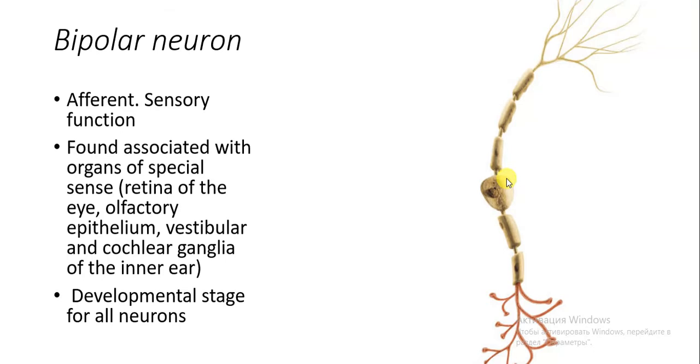And the bipolar neuron. The bipolar neuron is the most ancient type of neuron. Actually, most of the neurons of our body pass through this initial stage of development. It possesses one cell body, one dendrite, and one axon. During development, we can produce more dendrites, much more dendrites, but just one axon remains. It is found in some specialized areas, like in organs of special sense: the retina of the eye, the olfactory epithelium, and the vestibular and cochlear ganglia of the inner ear. So the special senses all use bipolar neurons. They have only one receptor and only one axon.